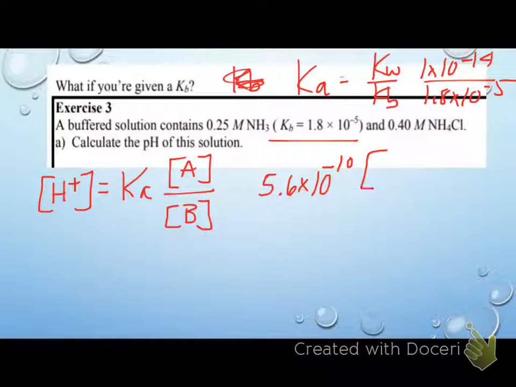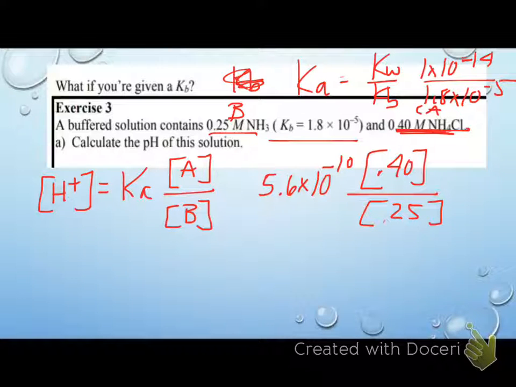Then we put in our concentration of, in this case, the salt is going to be your acid because it's the conjugate acid of the weak base NH3. Does that make sense to you? Yes. Good. I said this is going to be your acid because it is the conjugate acid of NH3. Remember conjugates? This is your acid. This is your base over here, so that means that's got to be the conjugate acid. And then the base was 0.25.